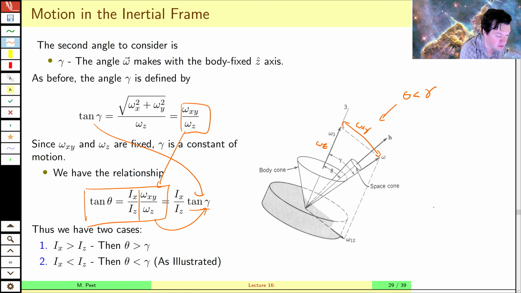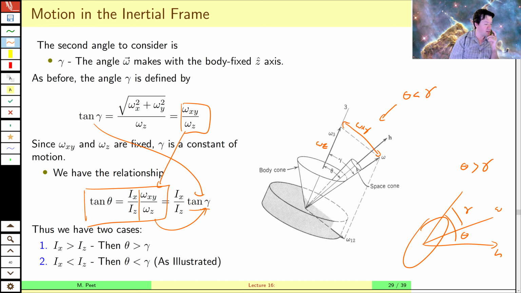By contrast, it didn't need to be so. In a prolate object, there's our prolate object, sorry. There's omega, there's h. That would be gamma, and that would be theta. And in that case, we have theta greater than gamma. And so we can just look at this. If this is greater than, not greater than 0, greater than 1, then Ix is greater than Iz. And so theta is going to be greater than gamma.